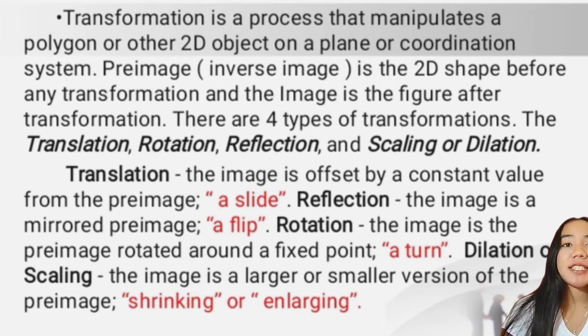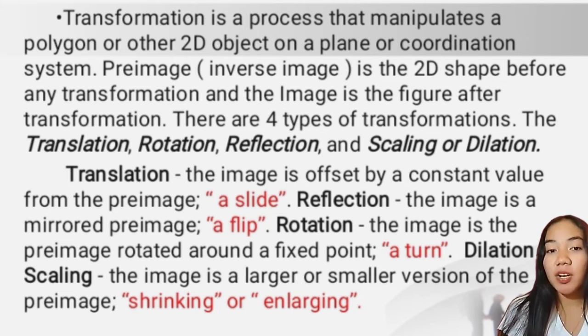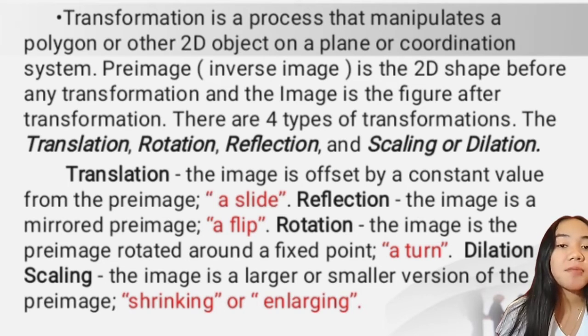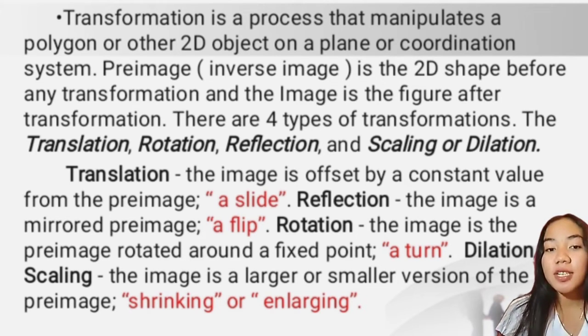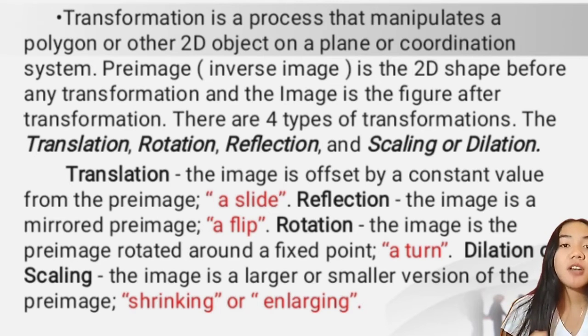Transformation is a process that manipulates a polygon or other 2D object on a plane or coordinate system. Pre-image or inverse image is the 2D object or 2D shape before any transformation, and the image is the figure after the transformations. There are 4 types of transformations: the translation, rotation, reflection, and scaling or dilation.